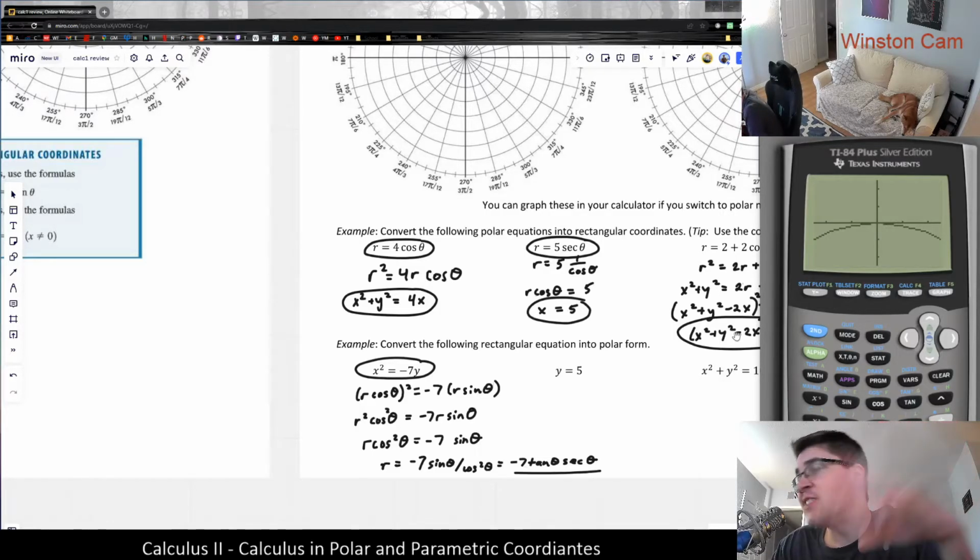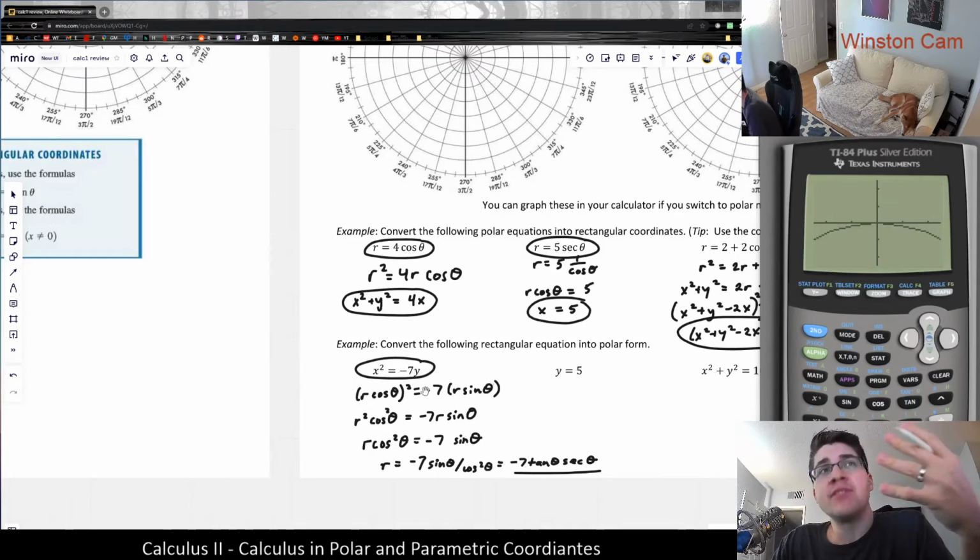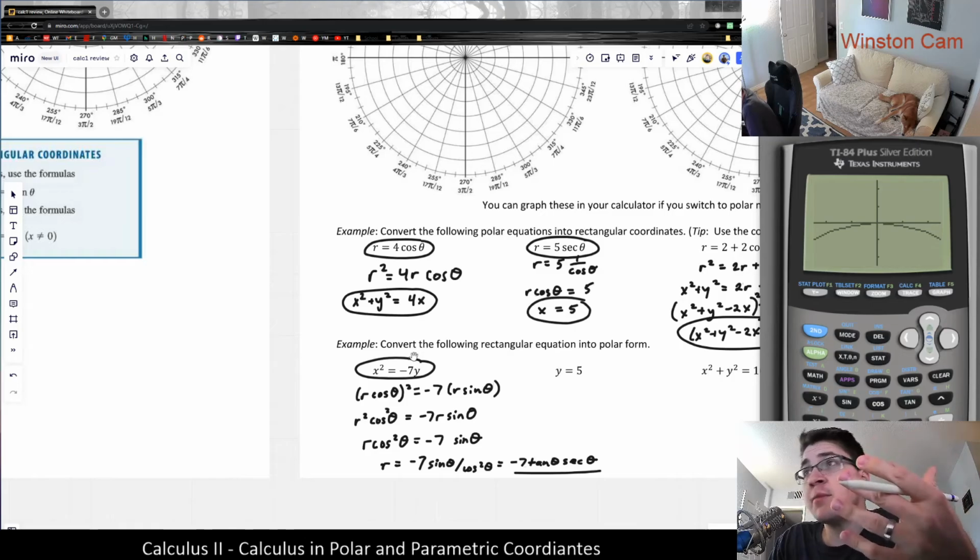Of course, this is a way you can check to see if you're converting between one and another. Obviously, it should have the same shape. It should be the same curve you'd expect in rectangular coordinates. And in algebra and most math, we're very used to dealing with rectangular coordinates, not so much with polar. So it's a convenient thing to go back and forth about.